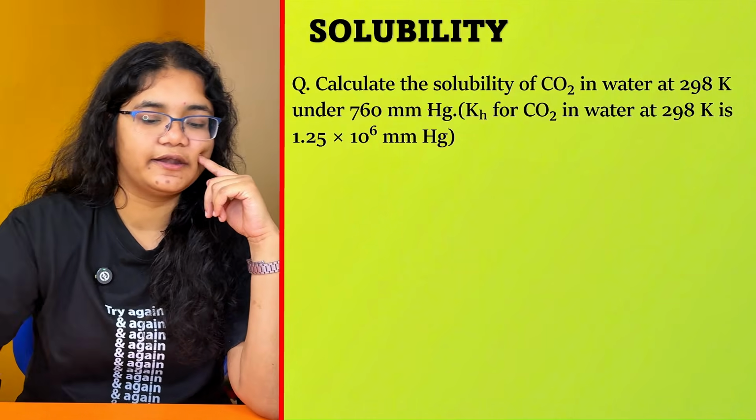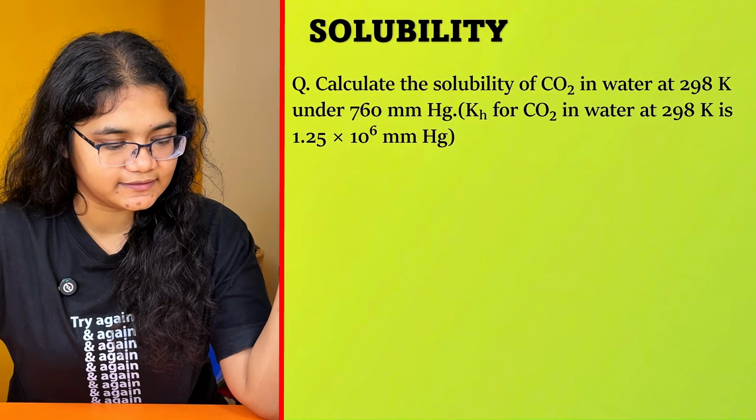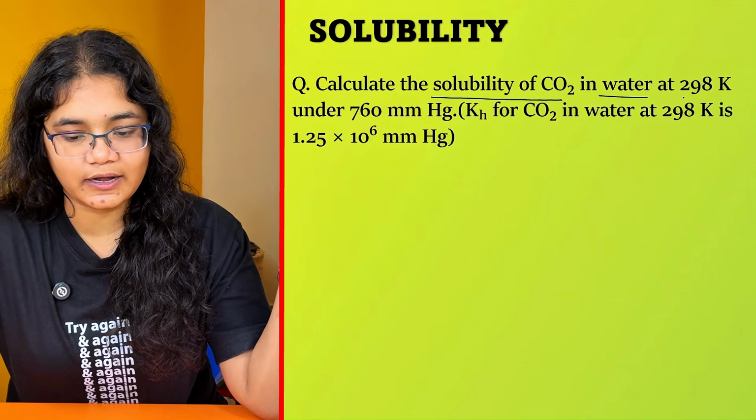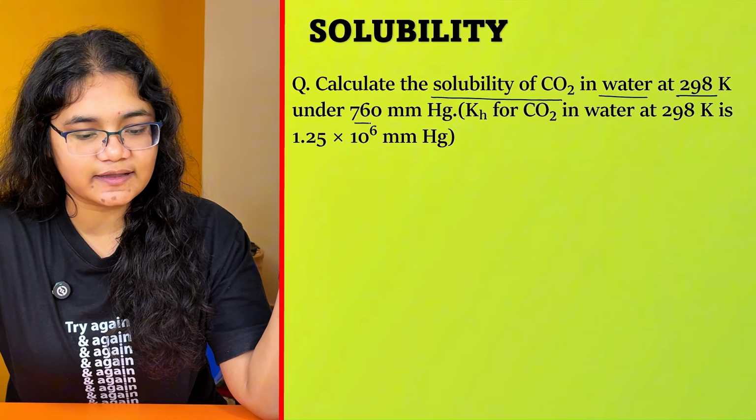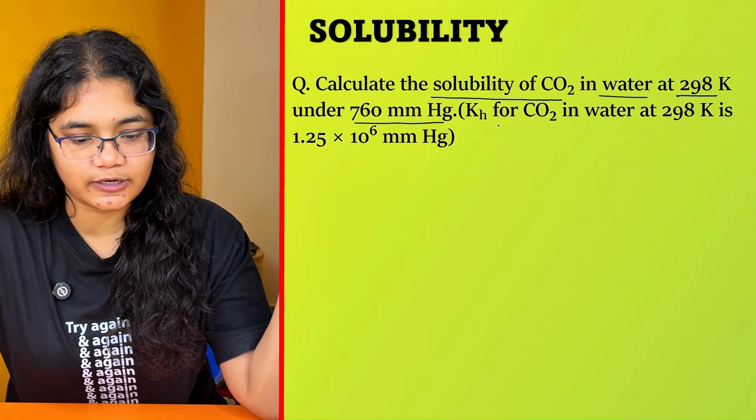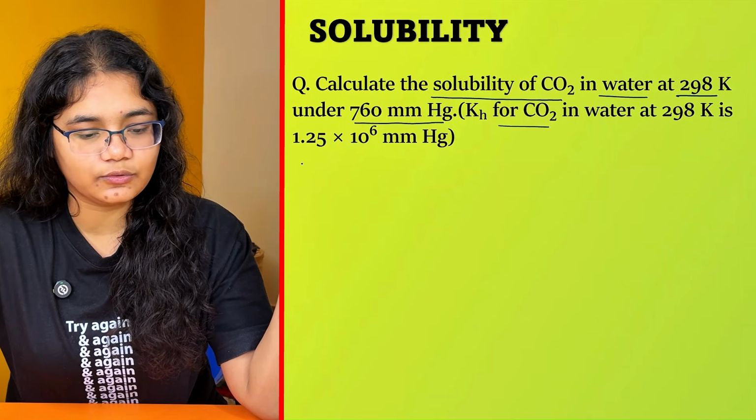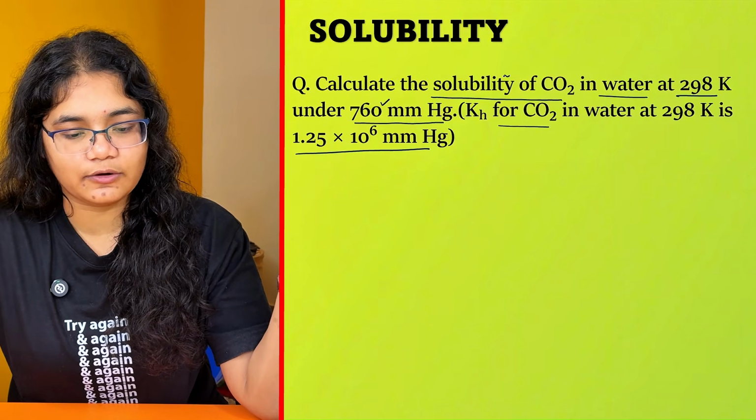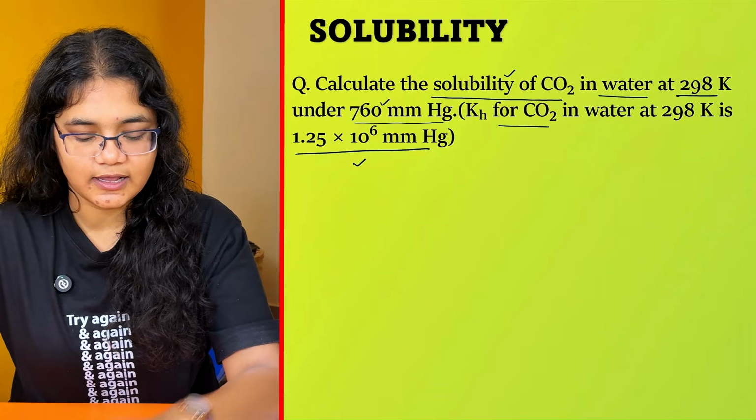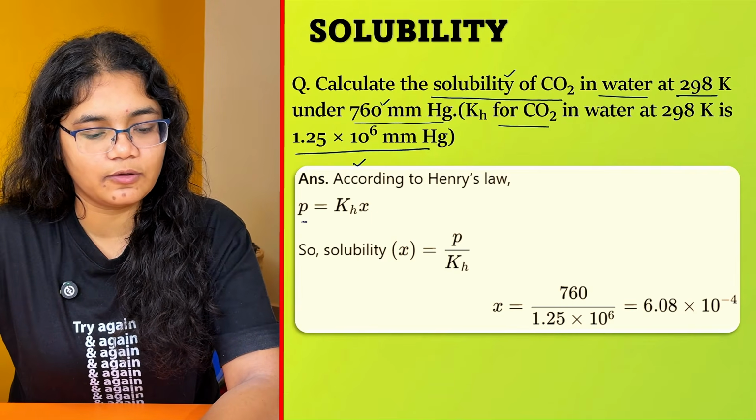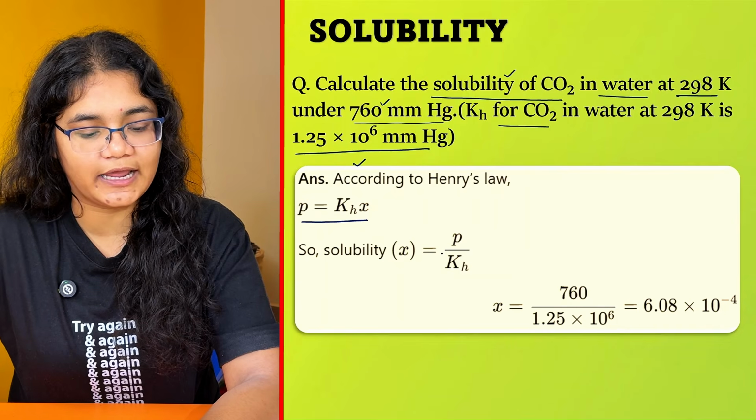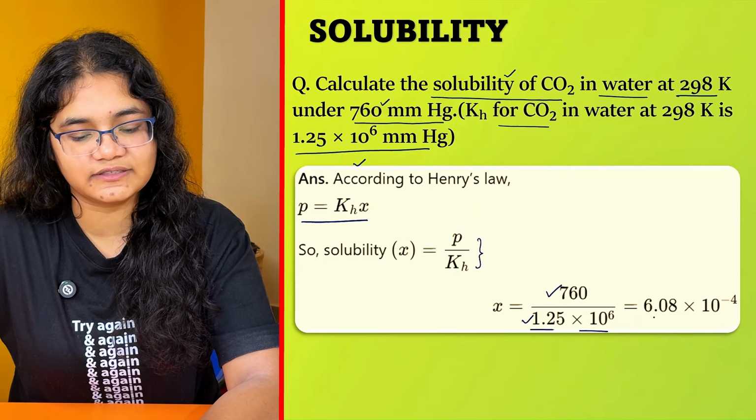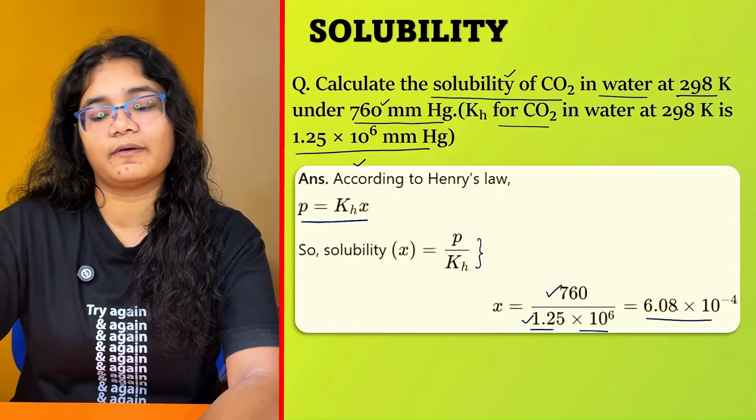Now let's do a question on Henry's law. Calculate the solubility of CO2 in water at 298 Kelvin under 760 mm of Hg. The KH value of CO2 in water at 298 Kelvin is given. So what are the given values? You have been given the pressure, you have to calculate solubility, and the KH value is also given. We have this very simple formula of Henry's law, P is equal to KH into X. So solubility X will be P by KH. P is 760, KH is 1.25 into 10 to the power of 6. That gives you 6.08 into 10 to the power of minus 4.